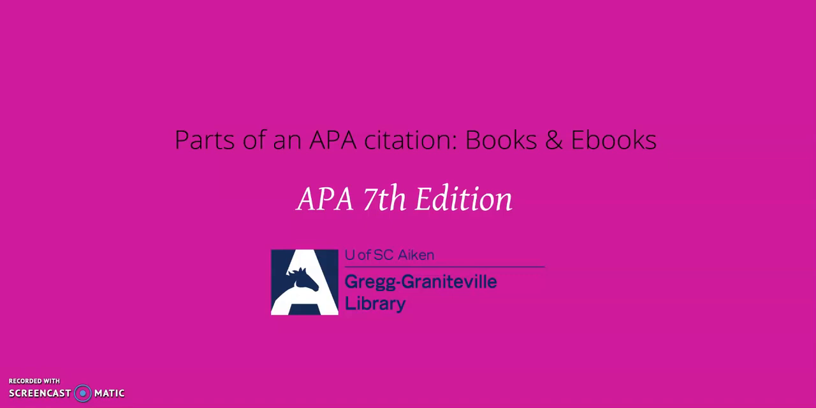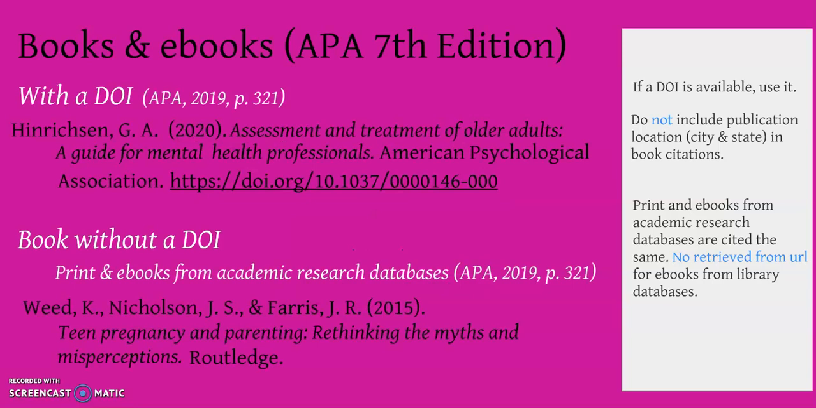In this video, we will explore the parts of an APA citation. We're going to focus on books and ebooks, and we're going to be looking at APA 7th edition. There are two major forms of citation in the APA 7th edition. It doesn't really matter whether you're looking at a print book or an ebook anymore. The main thing we're concerned with is whether or not you have a DOI or do not have a DOI. We're going to explore each of these in more depth.